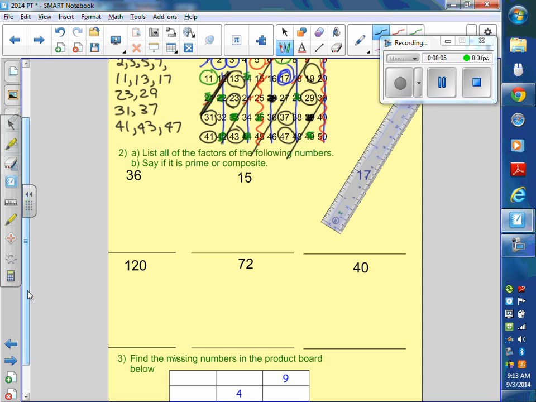So come in. Okay, all the factors of 36. I'm not going to do this one because it should be in your notebook. It should be the very first thing we took notes on, or in your definitions right there. Is it prime or composite?